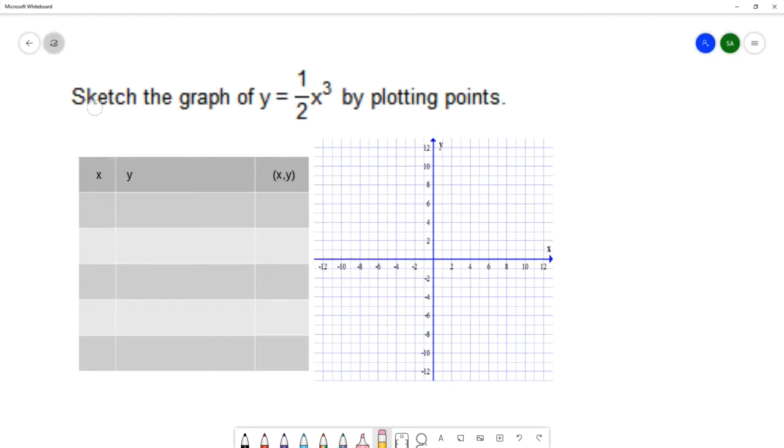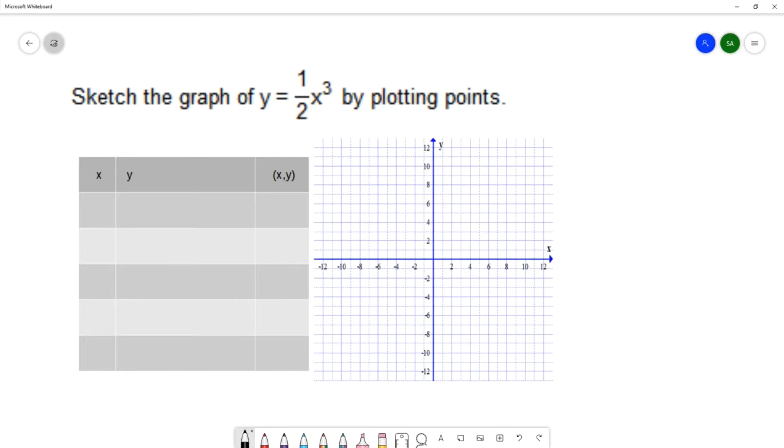For this question, we want to sketch the graph of y equals 1/2 x cubed by plotting points. So when I plot points, I'm going to choose values for one variable and find the values for the other variable. The way that this question is written, y equals 1/2 x cubed, it's easier to choose values for x and then find the values for y.